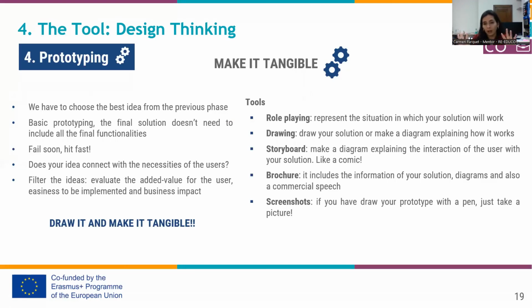So right now it's the time to draw your solution and to be specific. The different tools that you can use are, first of all, role playing. You can represent the situation in which your solution will work. For example, choose two members of your team and make a theater play in which you show us your solution. Or you can draw a diagram of your solution if it is something tangible. Or if it is a service, you can draw a storyboard, like a comic, in which you see how the user is going to interact with your solution.